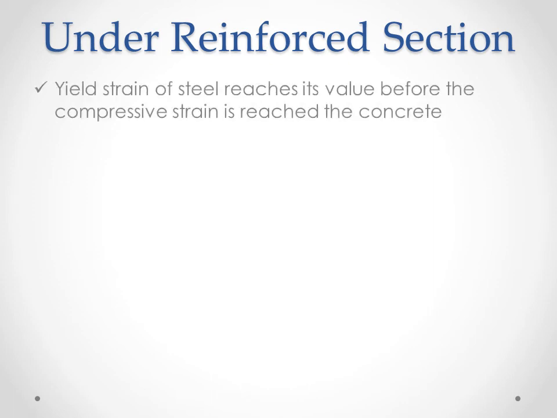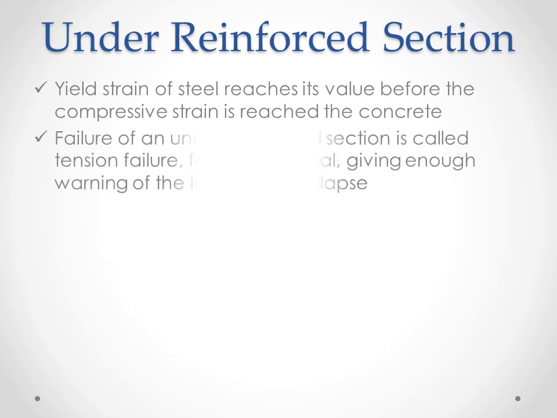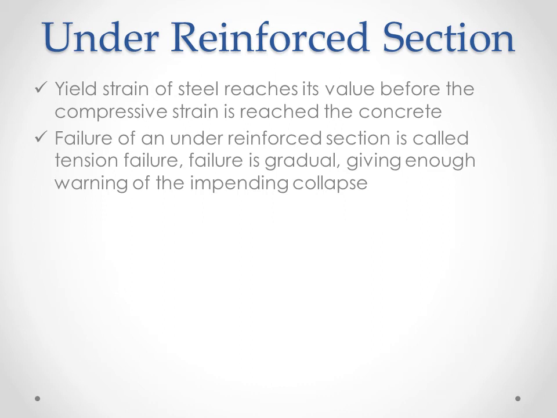Now in an under reinforced section, the area of steel is provided in such a way that the yield strain of steel reaches its value before the compressive strain is reached. This failure is called tension failure, because the failure will be gradual and it will give enough warning of the impending collapse. Here the yield strain of steel is more than that of concrete. It's a ductile mode of failure since it's based on steel.